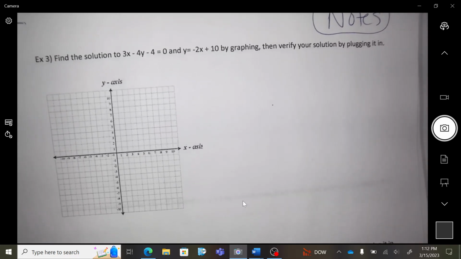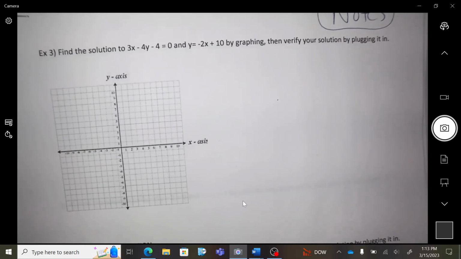Okay, I'm going to start here. So this one is a recap of yesterday, which is solving two systems of equations by graphing them.